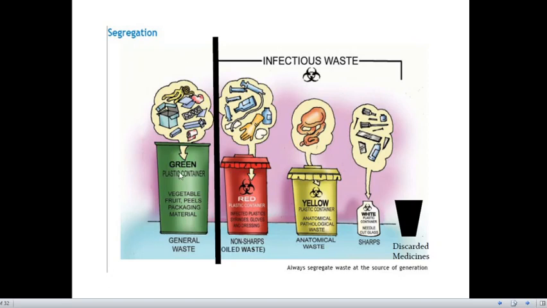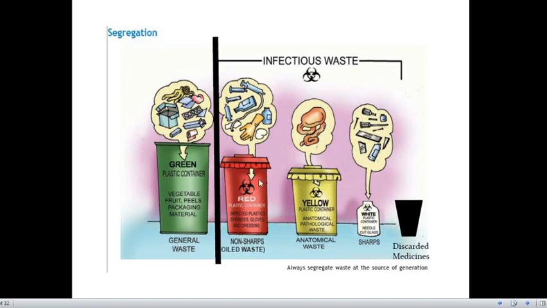So in segregation, we have different color coded bins. This is very important to know. The first question that you have to keep in mind is, what kind of waste am I producing? So keeping that in mind, we have 1, 2, 3, 4, 5, five color coded bins. First one is the green container or green code. In here we will discard all the general waste that includes vegetables, fruits, peels, and packaging materials that are not contaminated. So this is for general waste.